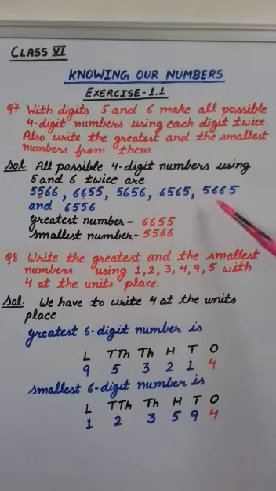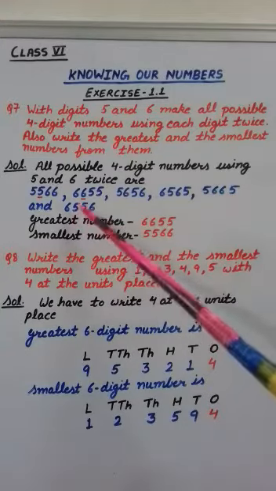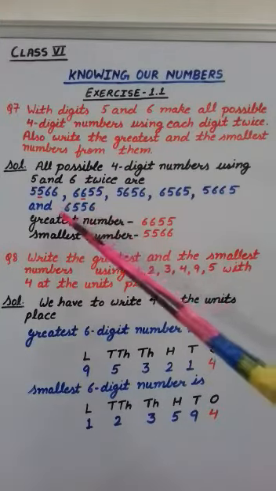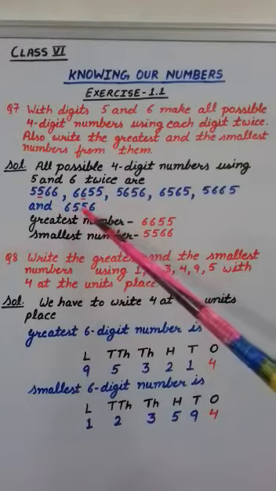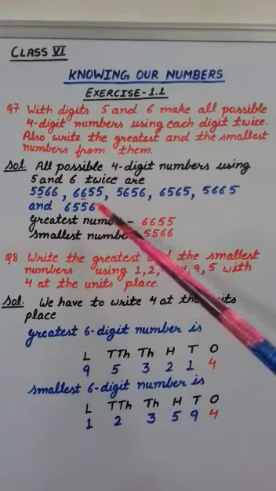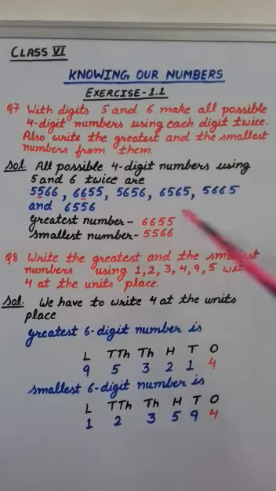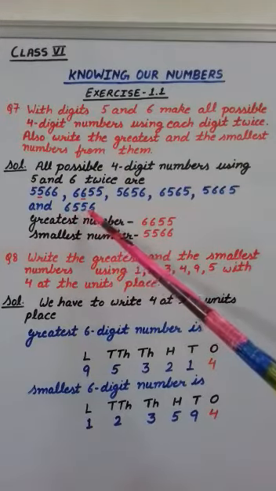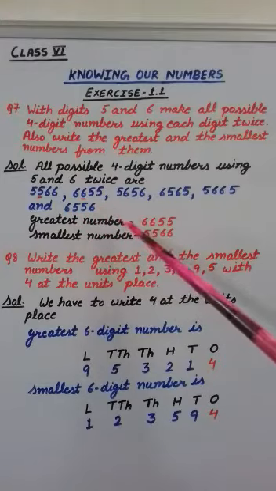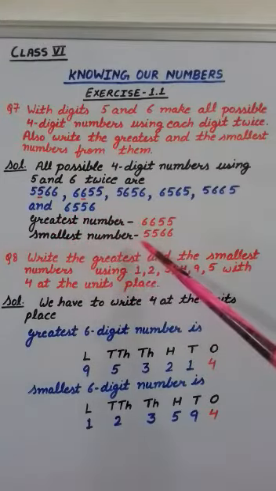Now, there is one more way to write these digits in a different way. So what we have to do? 5 I have written at first and then last. And 6 is there in middle, 2 times. And this side, here 6 I have written first and last and 5 is there in middle 2 times. So the numbers are 5,665 and 6,556.